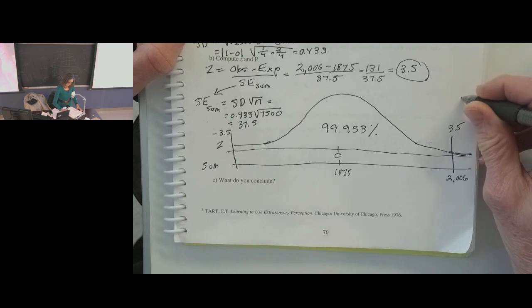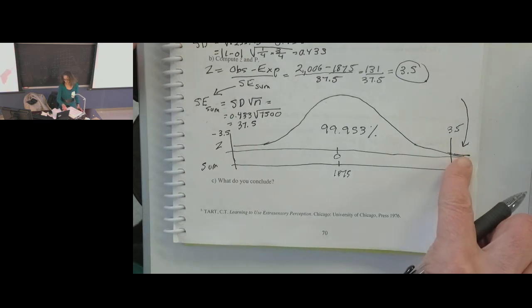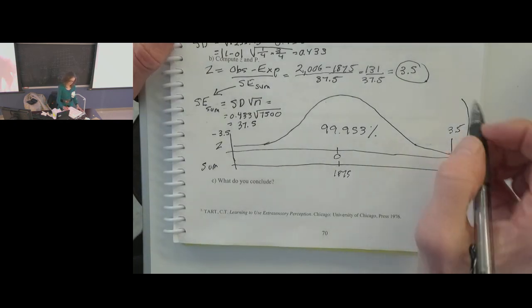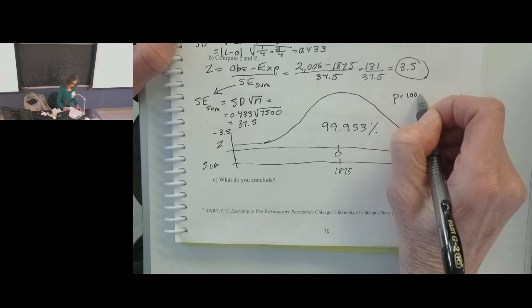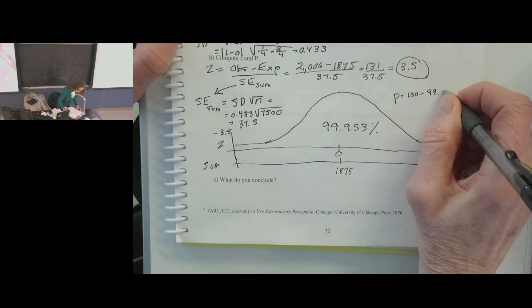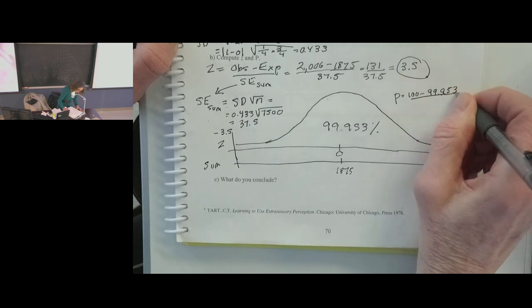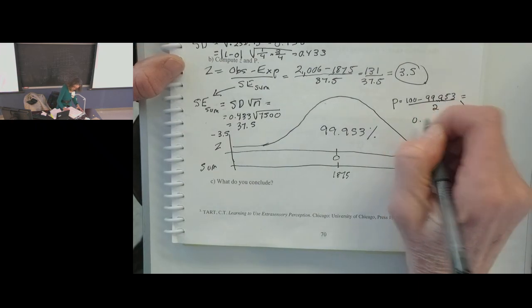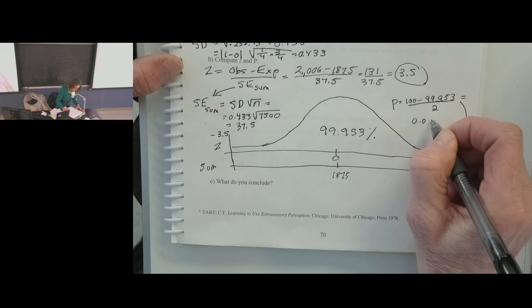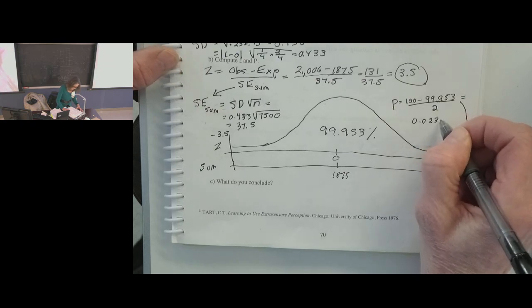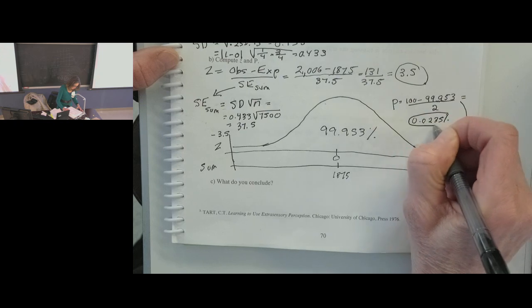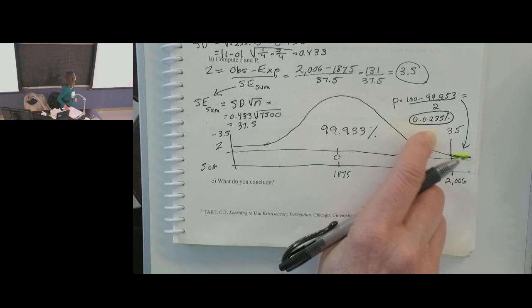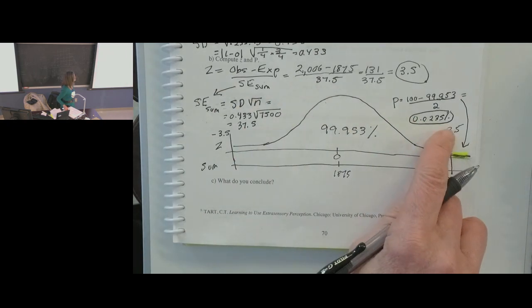99.953%. So this tiny little thing that I drew much bigger than it should be, I didn't draw it to scale, this little thing right here is our p-value. So our p is equal to 100 minus 99.953 divided by 2. And that is only equal to 0.0235%. Okay? That's so tiny.